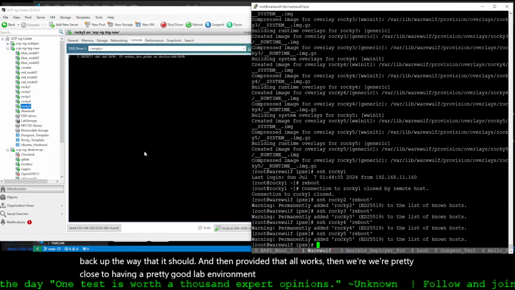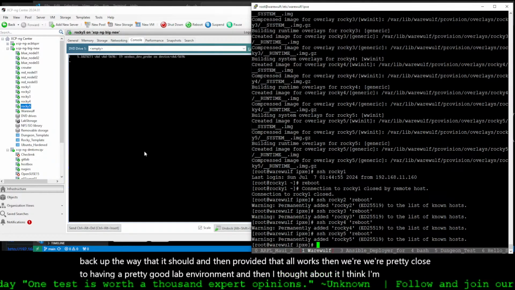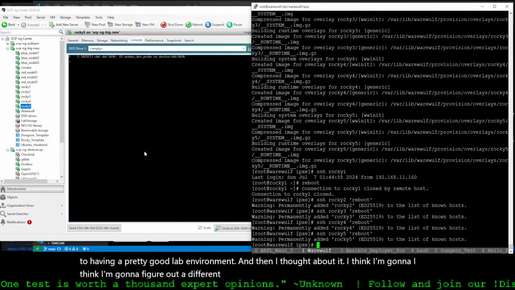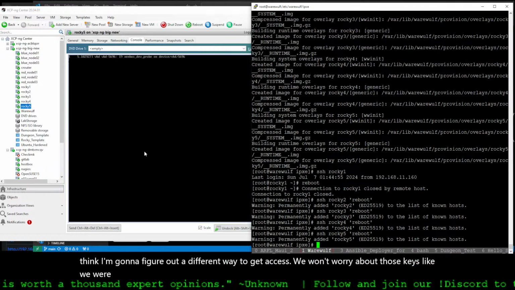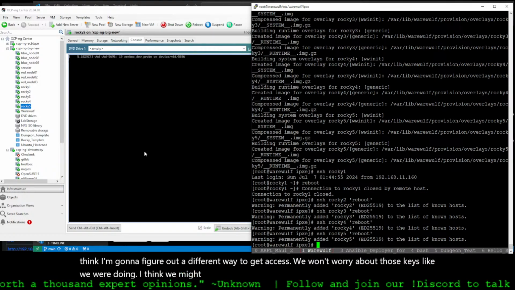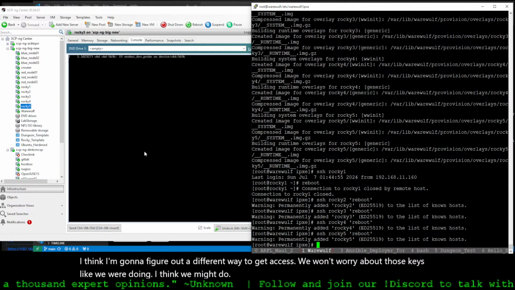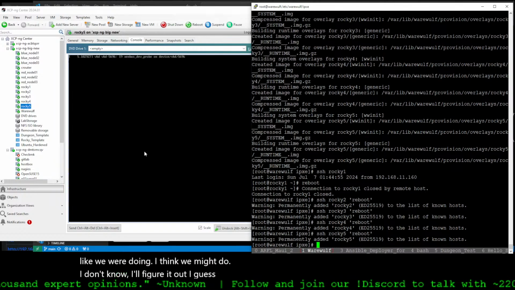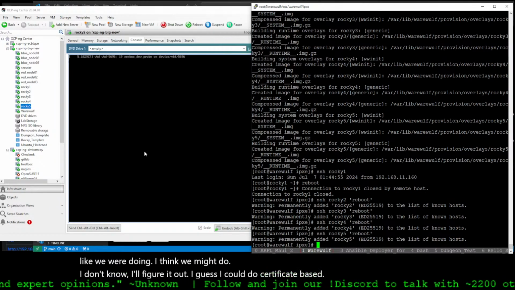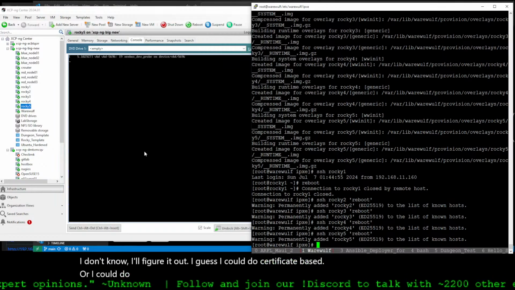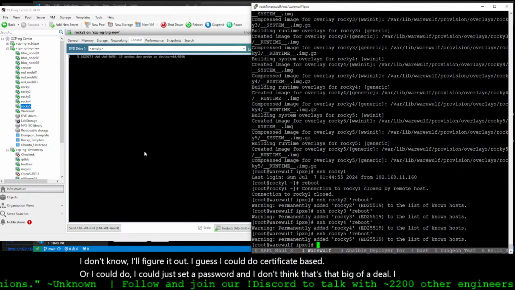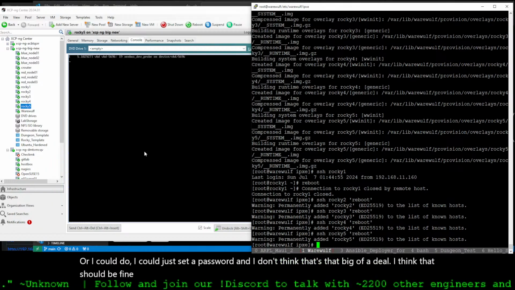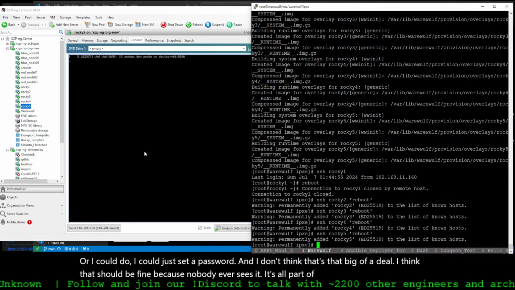And then I thought about it. I think I'm gonna figure out a different way to get access. We won't worry about those keys like we were doing. I think we might do, I don't know, I'll figure it out. I guess I could do certificate based, or I could just set a password. And I don't think that's that big of a deal. I think that should be fine, because nobody ever sees it. It's all part of the back end of the system.